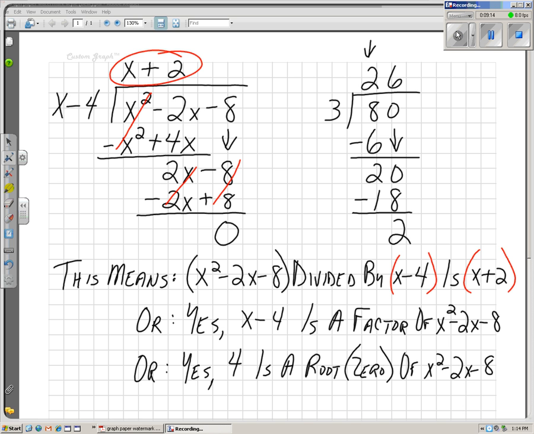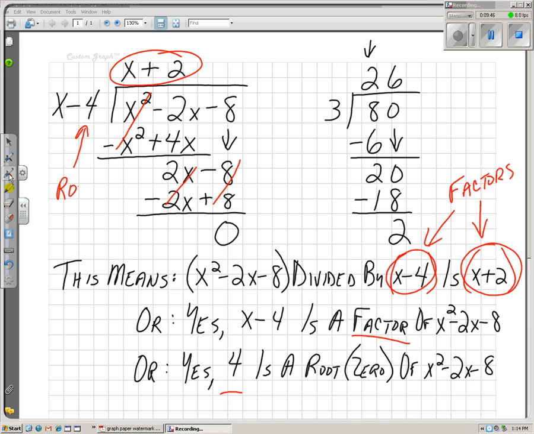Two other ways of saying our answer are: yes, x minus 4 is a factor of x squared minus 2x minus 8, because x minus 4 times x plus 2 gives the function, which means x minus 4 is a factor. It also means x plus 2 is a factor. When these multiply together, you get our function x squared minus 2x minus 8. That means they're both factors. So we could say yes, x minus 4 is a factor of our function, or we could say yes, 4, just 4 by itself, this 4 right here, remember that was our root?